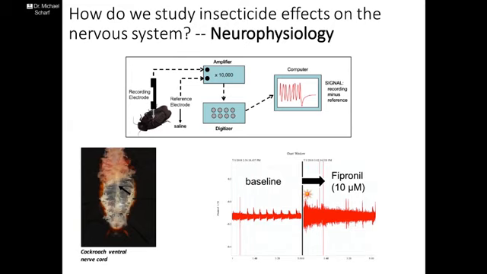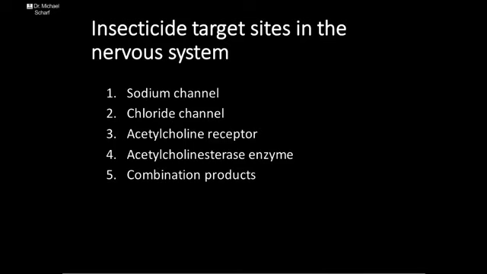And so there's been a lot of science done out there to actually establish the things that I'm going to be telling you here in the next few slides. I thought it would be really important to make that point. And so I'm going to cover very quickly here in the next few slides just these 5 classifications of neurotoxic target sites in the insect: sodium channels, chloride channels, acetylcholine receptors, acetylcholinesterase enzyme, and then we have combination products that target multiple things. I'll talk a little bit about those.